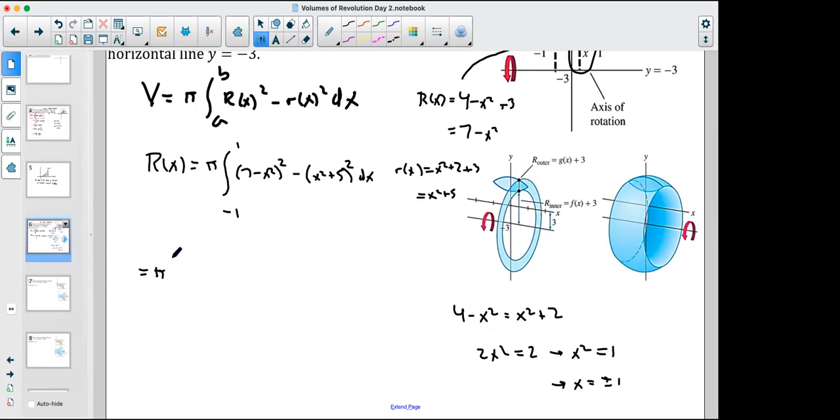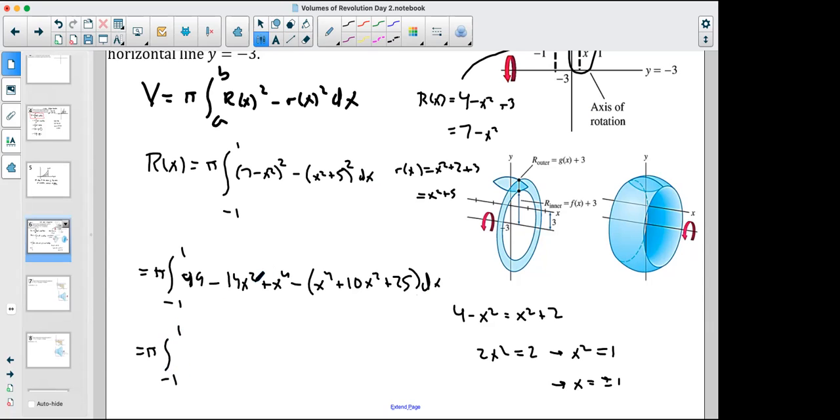This is going to be a lot of algebra, because if I'm going to take this integral, I have to square these things. If I square this first one, I get 49 minus 14x squared plus x to the 4th. Minus, if I square this one, x to the 4th plus 10x squared plus 25 dx, which is pi times the integral from -1 to 1. 49 minus 25 is 24. That makes sense? Yes, it's 24.